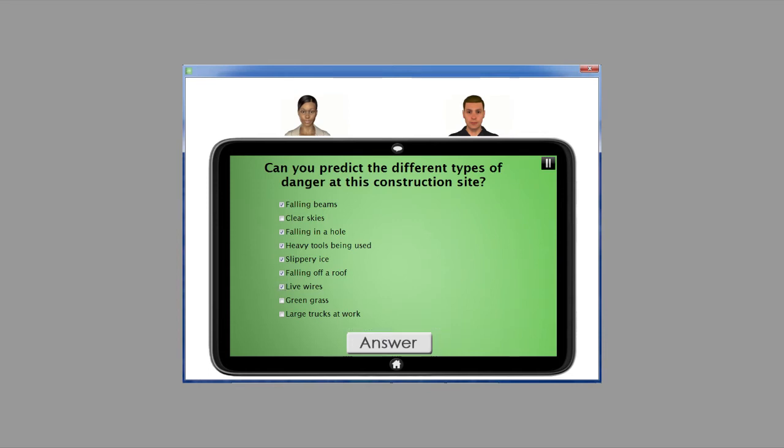Well done. Jordan, can you make a prediction? Tell us what dangers you might find at a construction site. Well, falling in a hole sounds pretty dangerous. Falling off a roof would be awful.